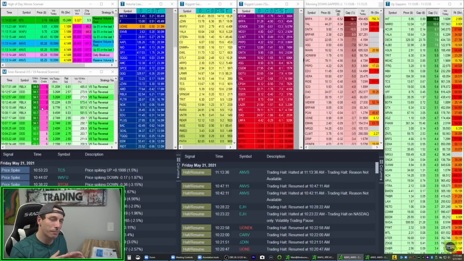Now I'll say this isn't my favorite scanner, and I generally don't even use it that often based on the way that I trade. But for many, they love this, and this can actually notify you of really good stocks.